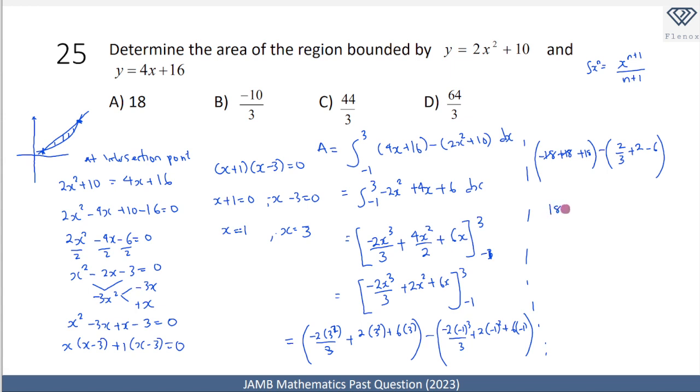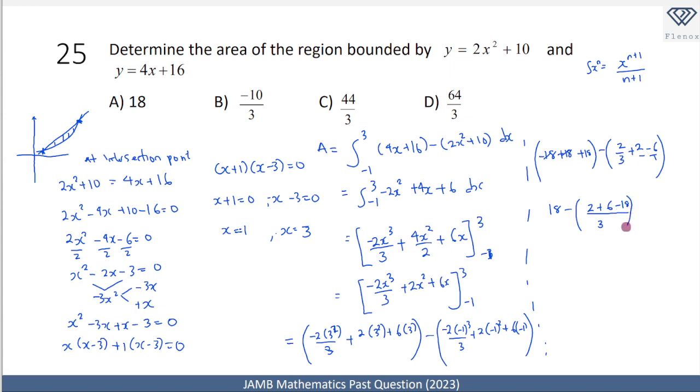18 minus, we have to simplify all what we have over here. And what do we have over here? We can easily just take the LCM. The LCM is going to be 3. 3 divided by 3 is 1 times 2 is 2. 1 divided by 3 is 3. 3 times 2 is 6. And 3 divided by 1 is 3. 3 times 6 is minus 18. So you have minus 18.